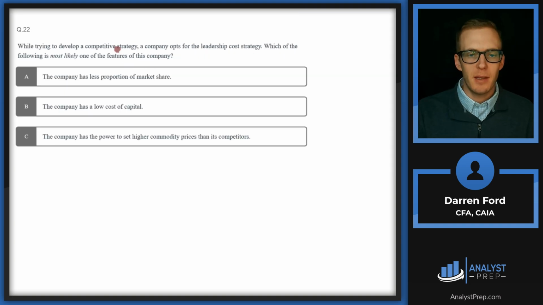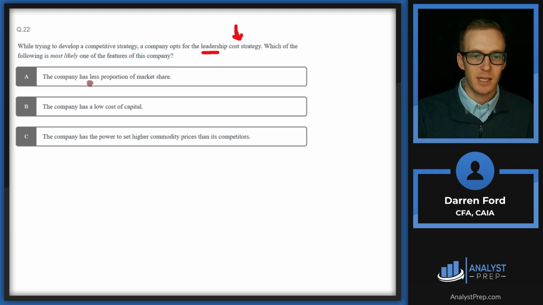While trying to develop a competitive strategy, a company opts for the cost leadership strategy. So cost leadership strategy means they are going to be leaders in having the lowest cost to produce. Which of the following is most likely one of the features of this company?